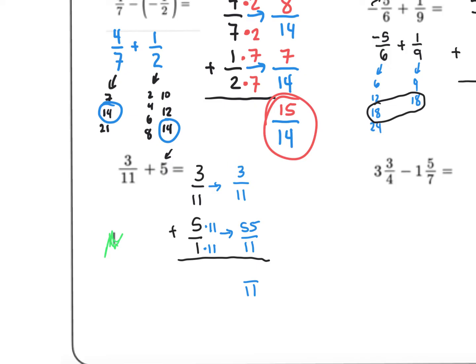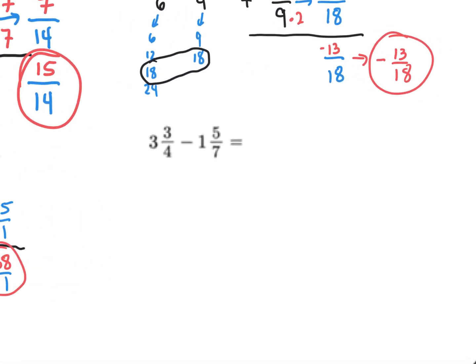And so we got 3 plus 55, and that's going to go ahead and be 58. So 58 over 11. And then finally we got some mixed numbers.